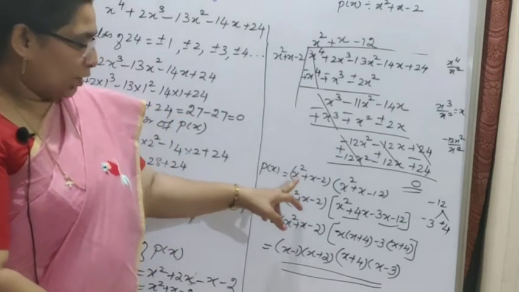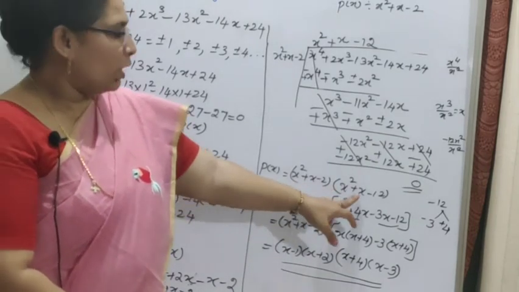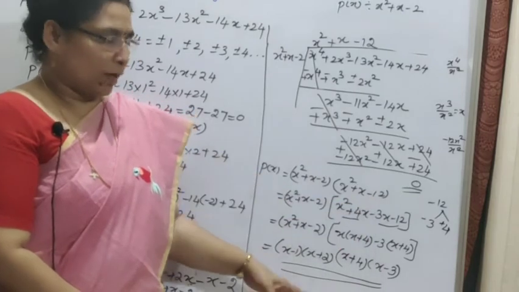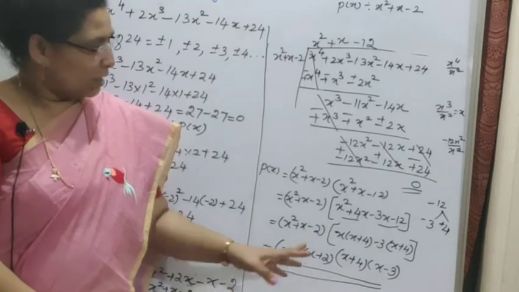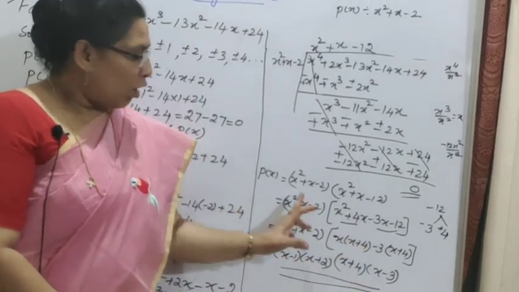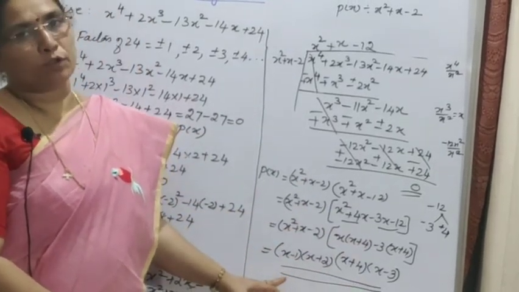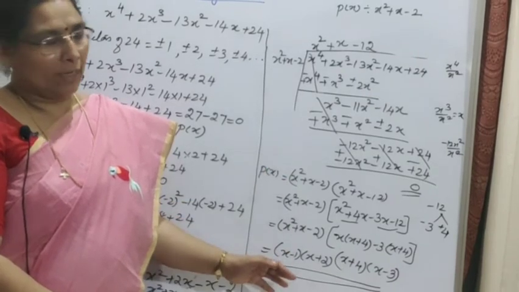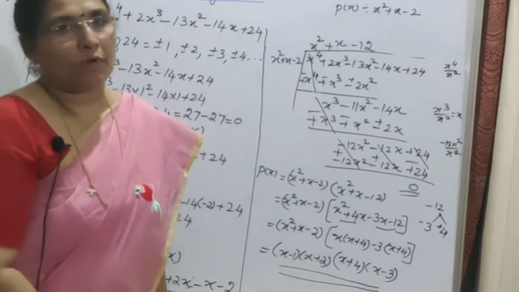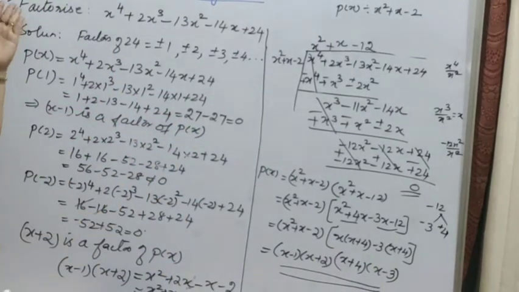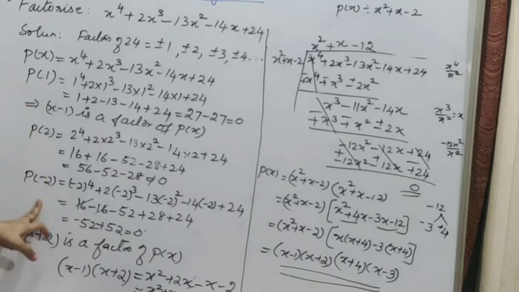So P of x equals x square plus x minus 2 into x square plus x minus 12. Again this part, by splitting the middle term, we have to factorize. We got 2 factors from this side. Already this has 2 factors, which we have combined and written. So we have to split the last one, and you will get 4 factors. So once again see the steps, you can understand clearly. P of x, P of 1, P of 2, P of minus 2. Out of this, P of 1 equals 0 and P of minus 2 equals 0.